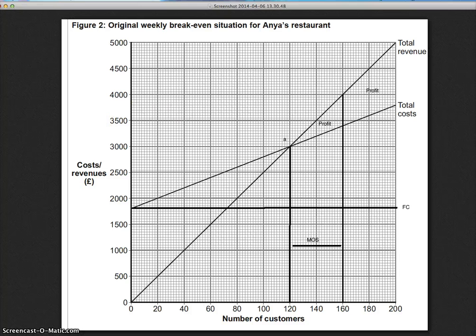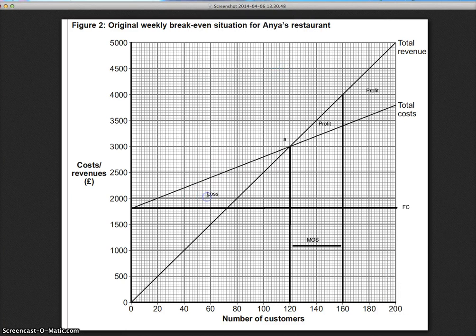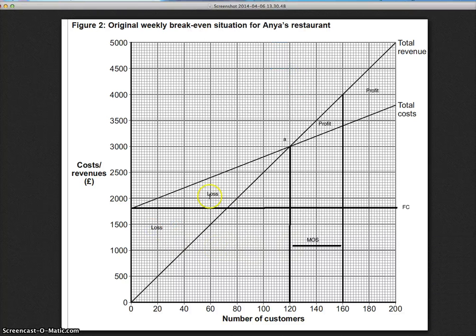And then, as I say, the other side to it is your area of loss. So we need to put in the word loss down here and I guess down there as well, just to make it complete. But all of this area is your area of loss, where total costs are higher than total revenue. All of this area is an area of profit, where total revenue is greater than total costs. Okay, that was question 5, to identify the areas of profit and loss.